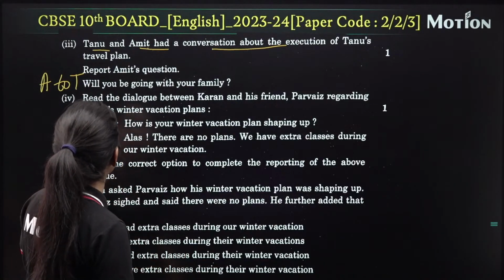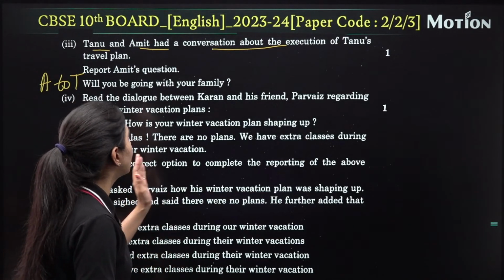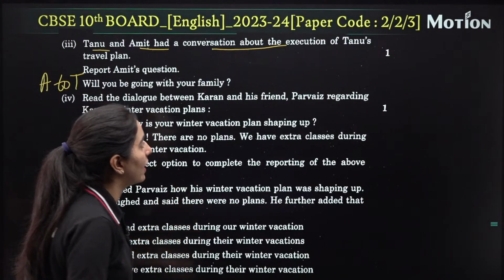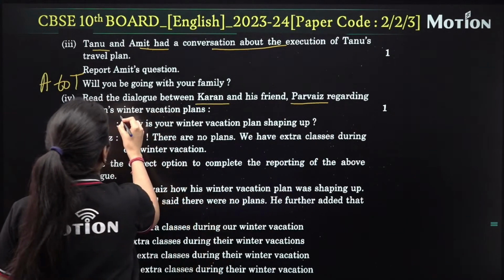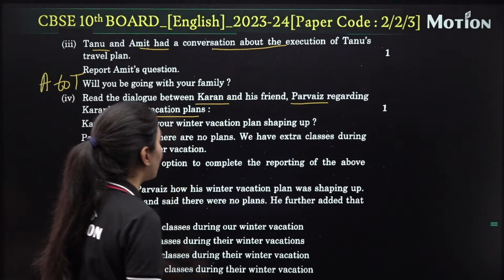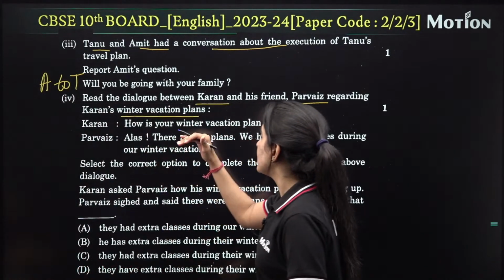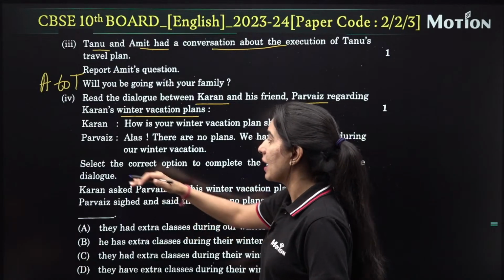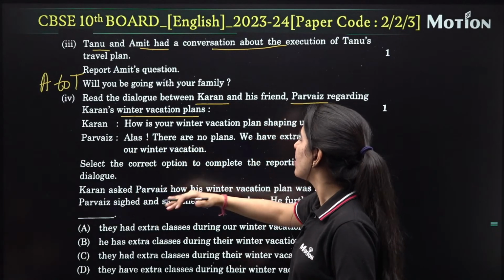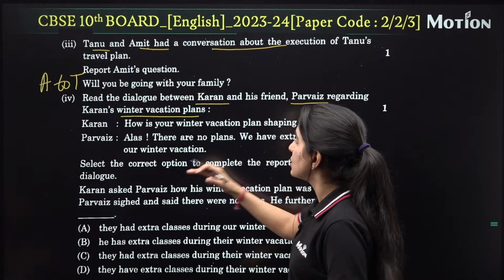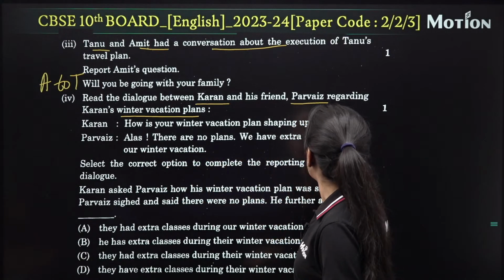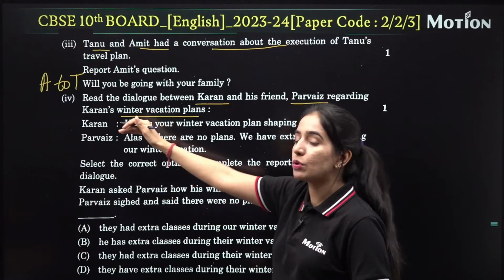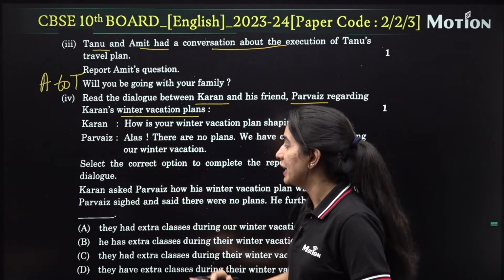Good job. Absolutely correct. Now next, again we have a dialogue between Karan and his friend Parvez, a conversation between two people regarding Karan's winter vacation plans. Karan says, how is your winter vacation plan shaping up? Parvez answers, alas, there are no plans. We have extra classes during our winter vacation. Now you have to select the correct option to complete the reporting of the above dialogue. That means you have to convert this from direct to indirect speech.